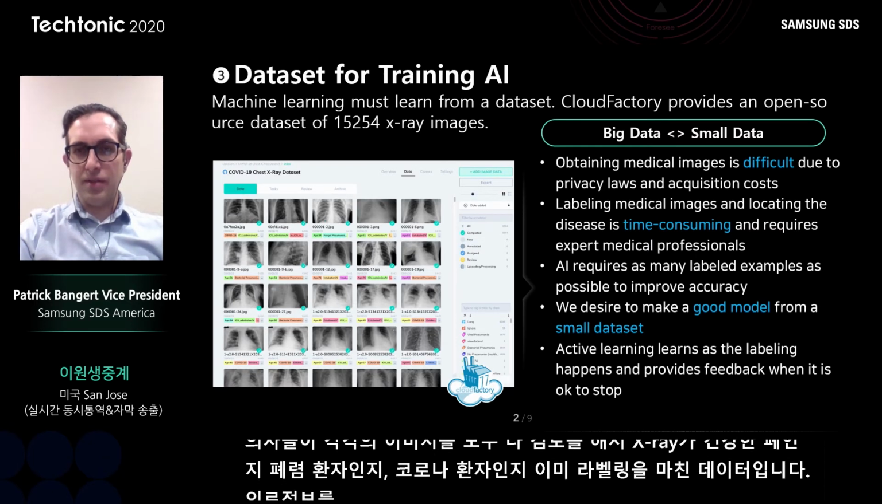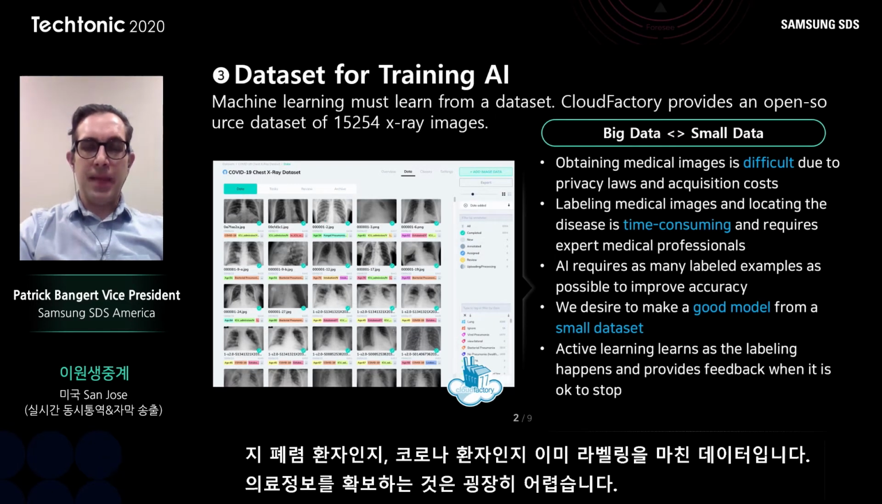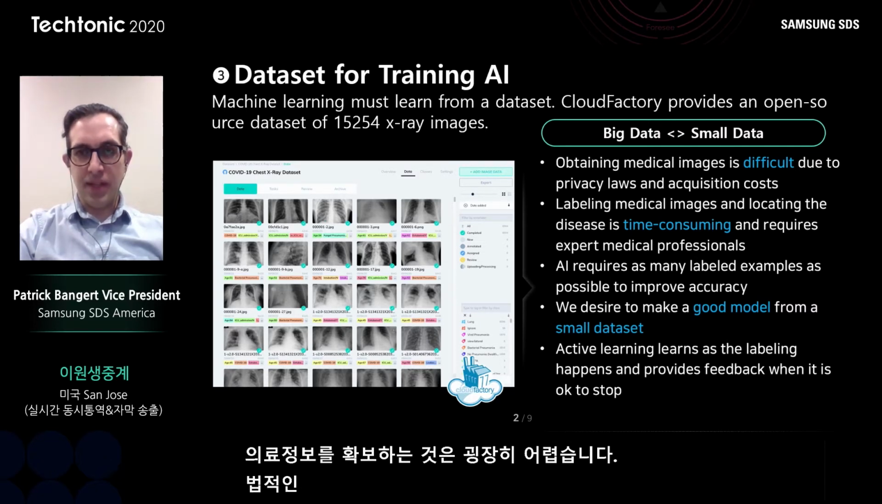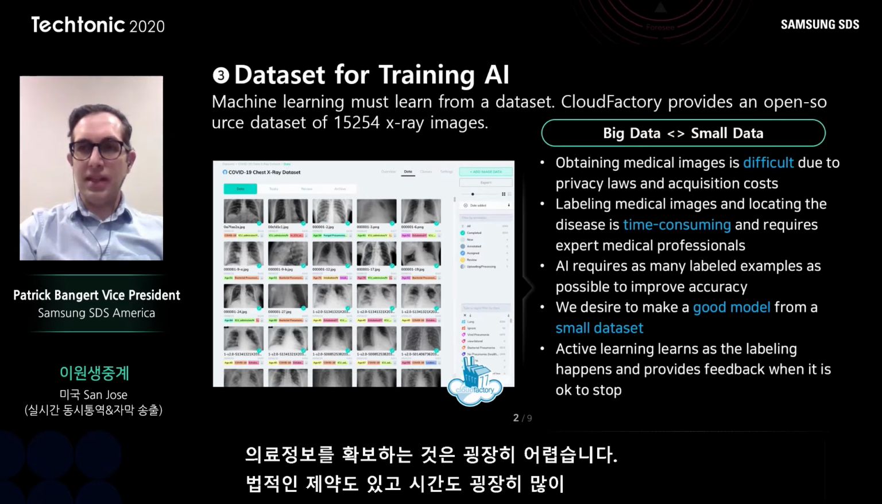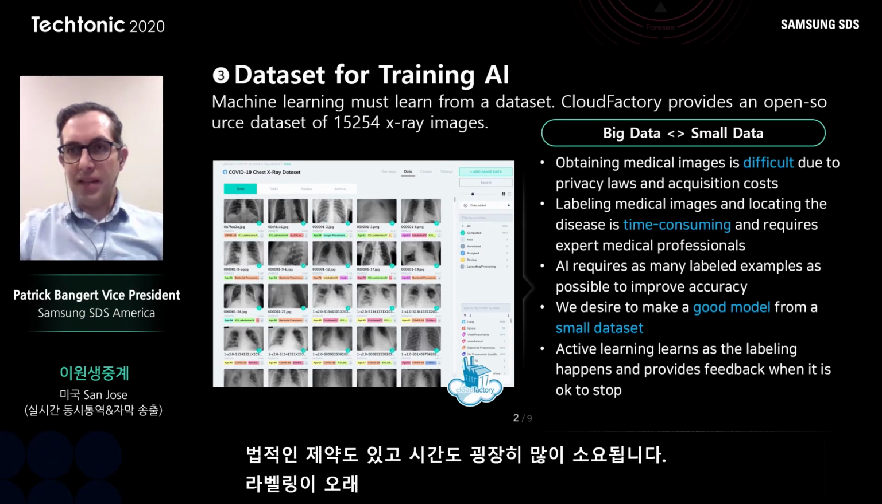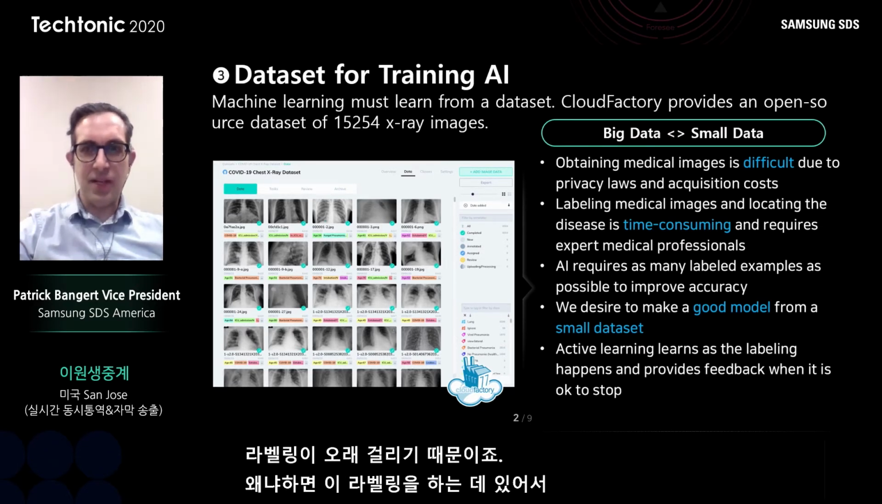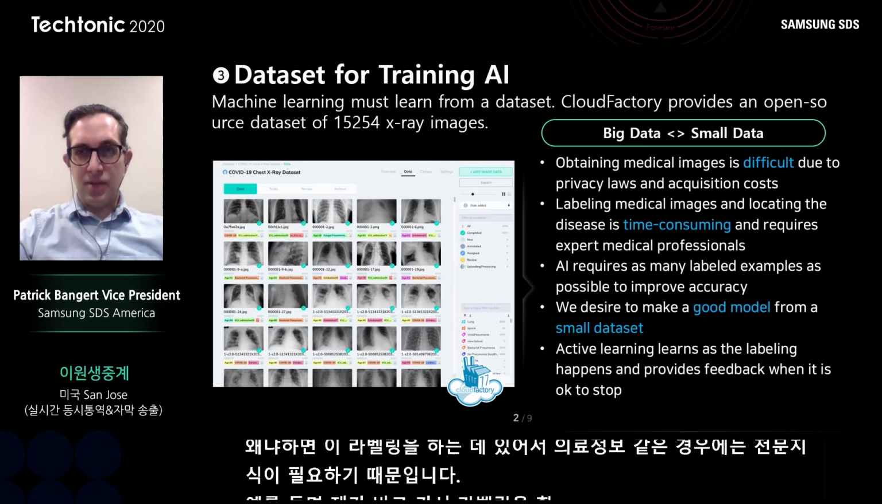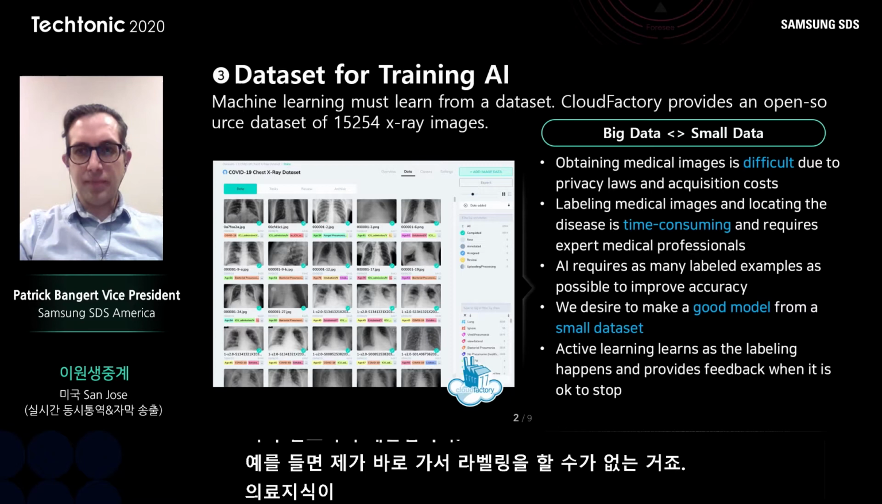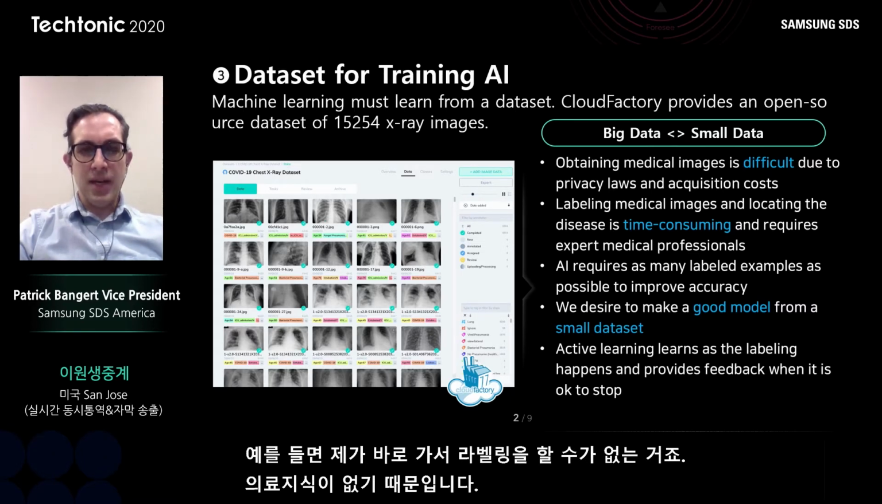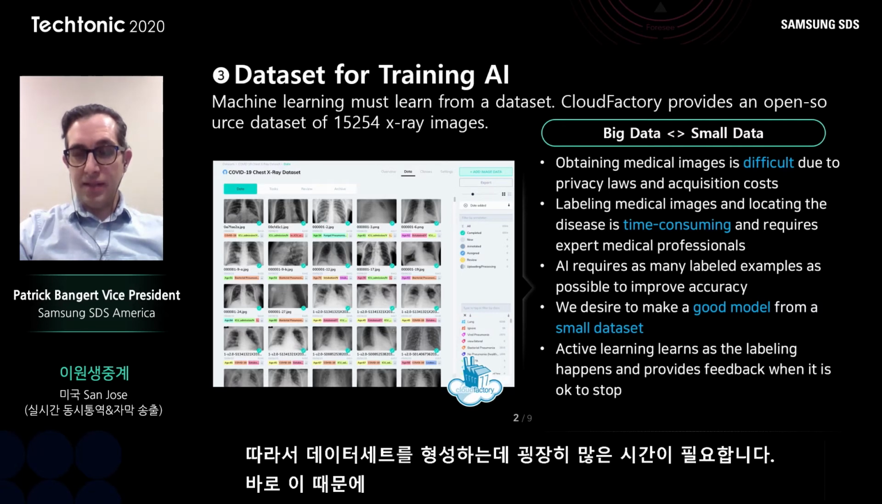Now, you can appreciate that getting a hold of this data set is difficult because there are all sorts of privacy laws to do with medical data. It is time consuming to label these images because these physicians, of course, have to be expertly trained to recognize these diseases based on that sort of image. Not just anybody like myself can go and label these images. I wouldn't know where to start. So it is expensive and time consuming to produce a data set like this, which is why for many cases that are comparable to this one, no data set exists and therefore no artificial intelligence exists.